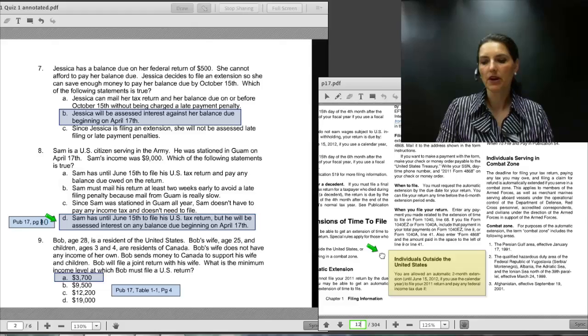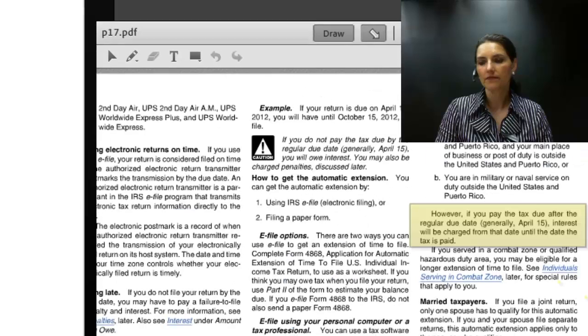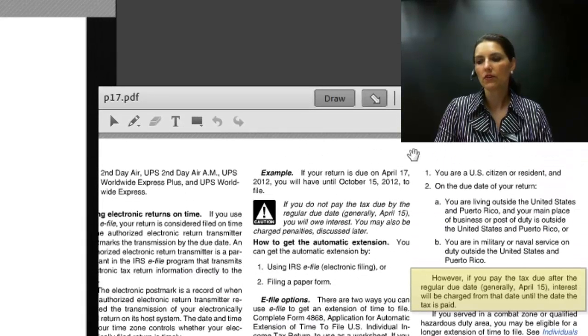And if we go to the bottom of the middle column on page 10 of Pub 17, you will see it says individuals outside of the United States. You are allowed an automatic 2-month extension until June 15, 2012 if you use the calendar year to file your 2011 return and pay any federal income tax due if you are a U.S. citizen or resident and on the due date of your return you are living outside of the United States and Puerto Rico, and your main place of business or post of duty is outside of the United States and Puerto Rico, or you are in the military or naval service on duty outside of the United States and Puerto Rico. And then it has it right here.